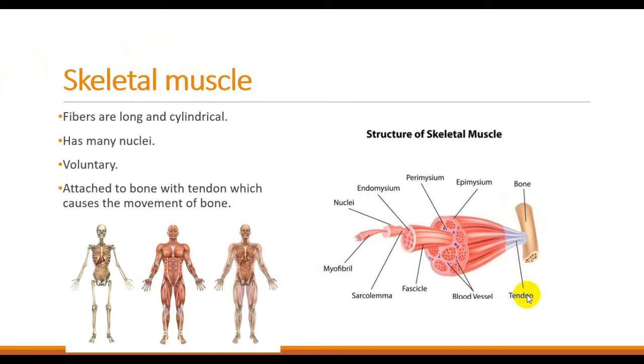If you remember, we said that two bones are connected with ligaments, but bone and muscle are connected with tendons, or fibers like this. And these tendons cause movement of the bone. It means they attach the bone to the muscle and make us able to move both the muscle and bone at the same time.